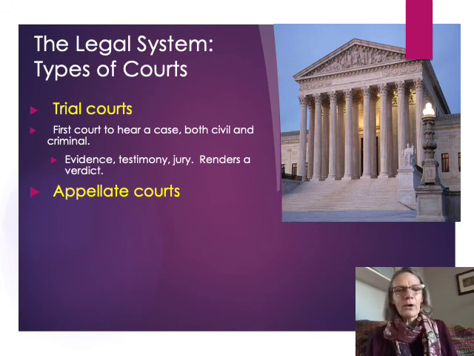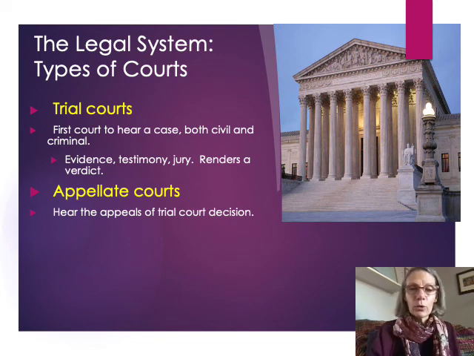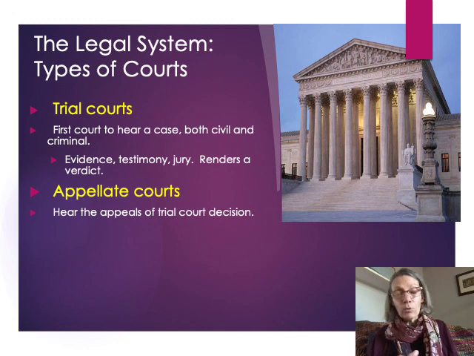So what does the appellate court do? Well, appellate courts are not courts of original jurisdiction. They do not hear the case for the first time. They hear cases on appeal. That's why it's called the appellate court. And so the main function of an appellate court is to basically review what takes place in the lower level trial courts, okay?